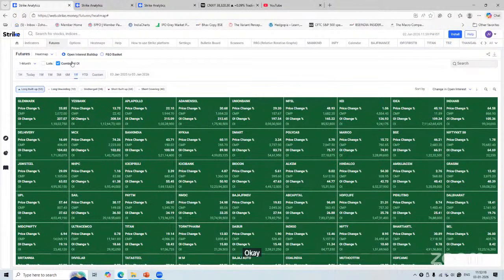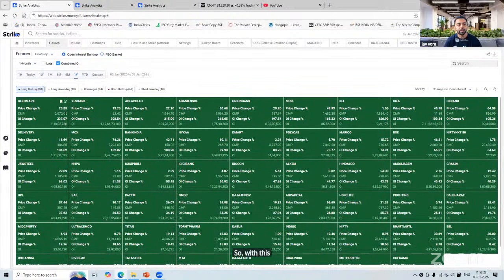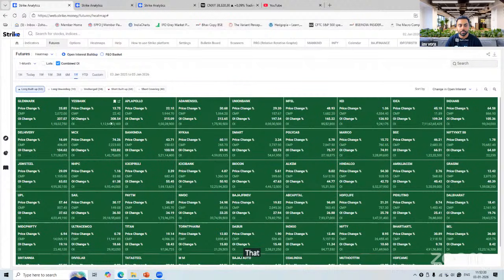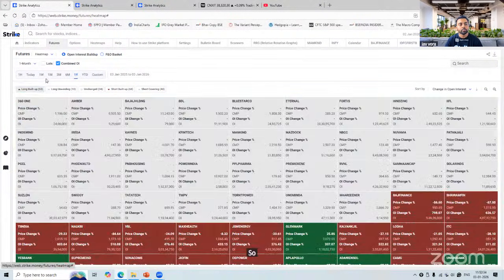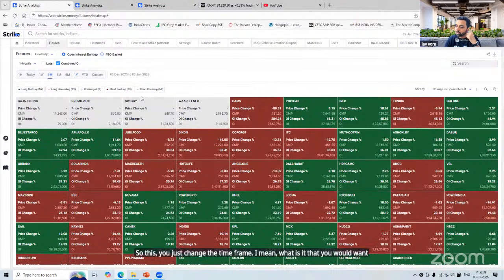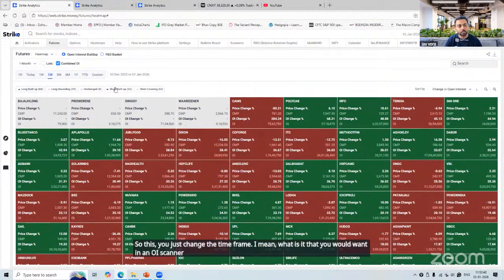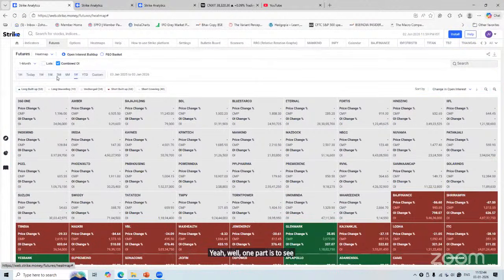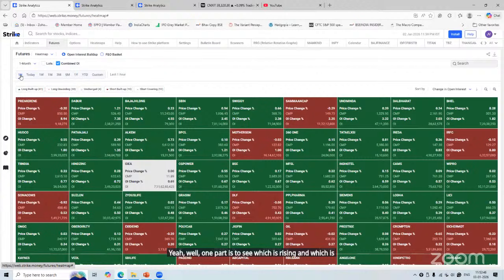Okay. So with this 1 year, I got to know that Glenmark has surged 25% and OI changes 337%. That means in 1 year's time, there is long build up in these stocks. So you just change the time frame. I mean, what is it that you would want in an OI scanner, basically? Yeah, one part is to see which is rising and which is at a 52-week high or a 6-month high kind of a thing.